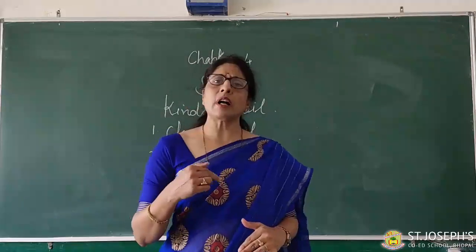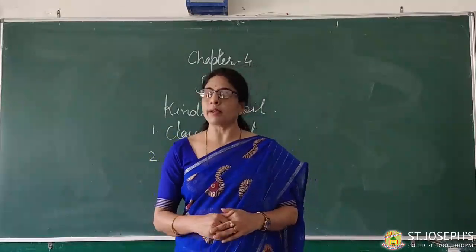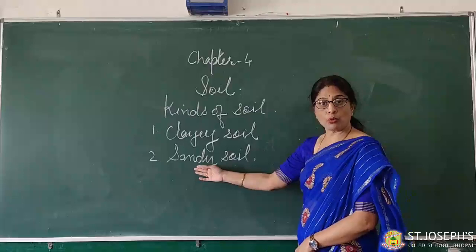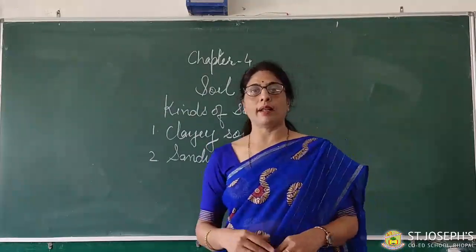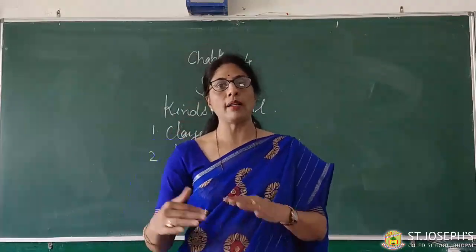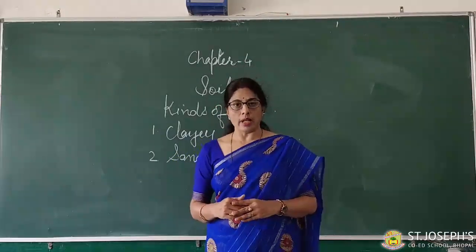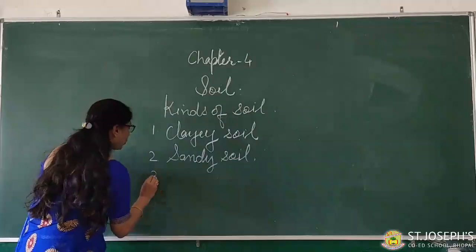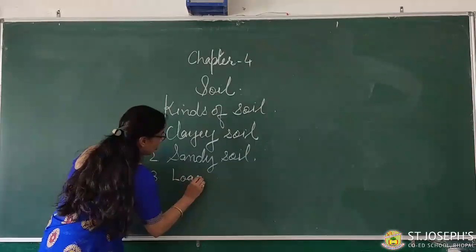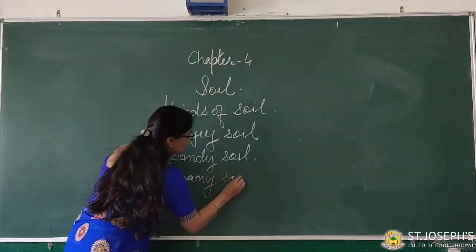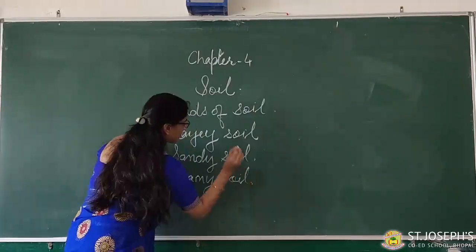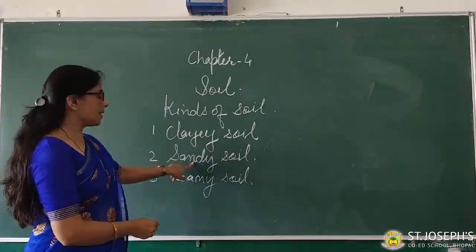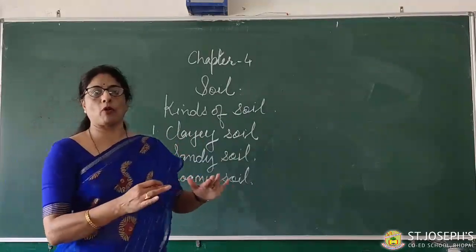Now, which kind of soil is good for plants? Definitely the soil which will have clay and which will have sand too. That means soil which will contain clay as well as sand particles in equal amount. Yes, that kind of soil is also present. That third kind of soil is called loamy soil. Loamy soil contains clay particles as well as sand particles in equal amount.